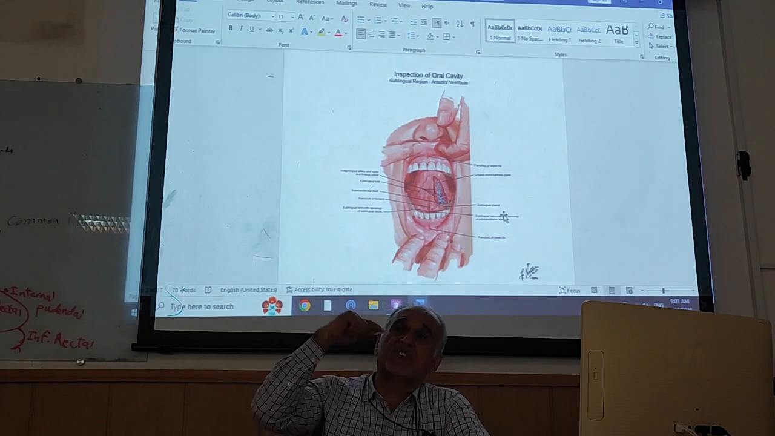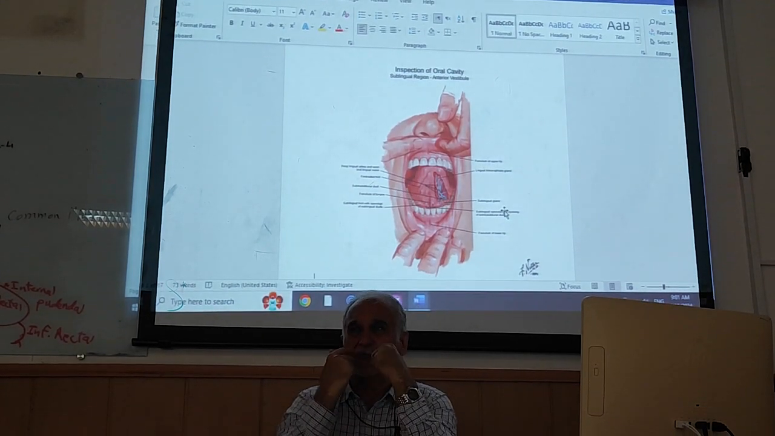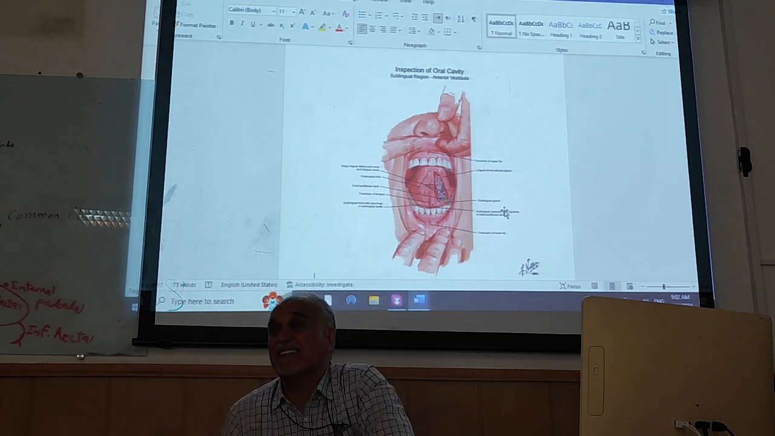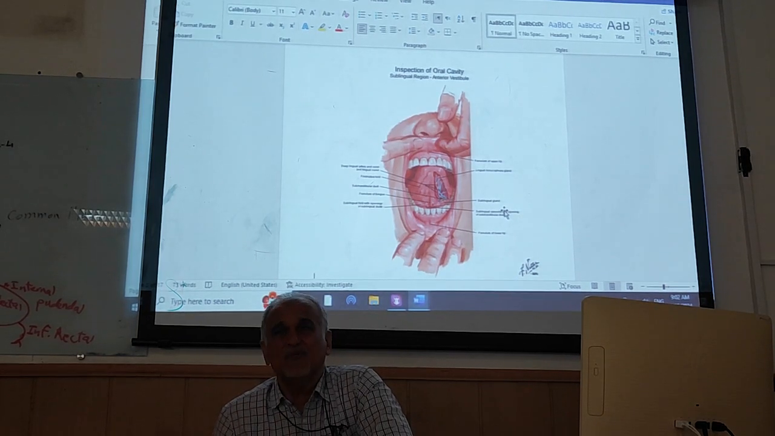At the posterior of the third molar. If you push your teeth together, from that part you can have access to the main oral cavity. What's the use of this knowledge?